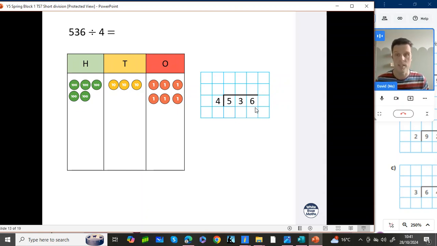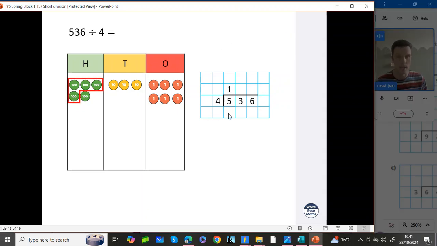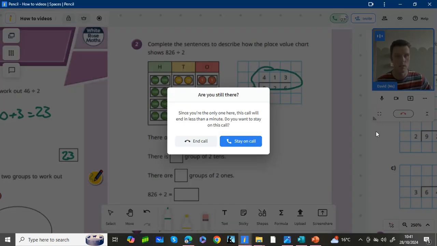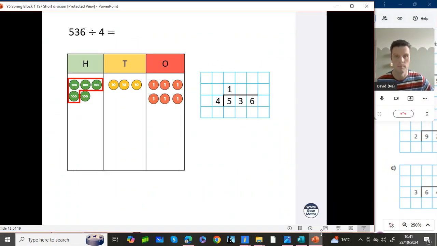So 536 divided by 4. So again, how many 4s in 5? There's one group. So we write the 1 there. Okay, so I've started you off. Pause the video here and see if you can complete the rest of the question. Remember to write your exchanges as little ones next to the digits.